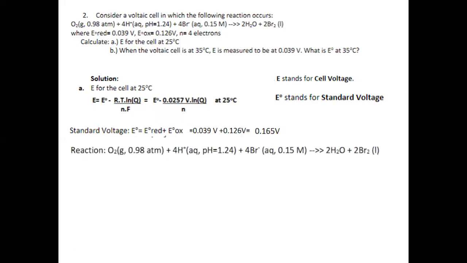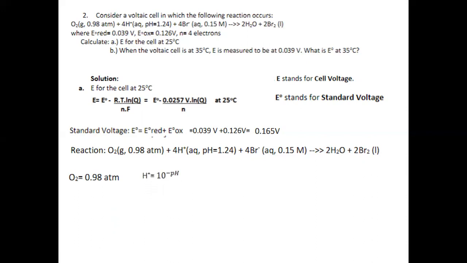And since we are given the following reaction as oxygen gas with a pressure of 0.98 atmosphere plus 4 moles of hydrogen ion with pH of 1.24 plus 4 moles of bromine ion, this is in water, aqueous, at a concentration of 0.15 moles, forming a product of 2 moles of dihydrogen monoxide or water plus 2 moles of bromine liquid. Now, our O2 has a pressure of 0.98 atmosphere.